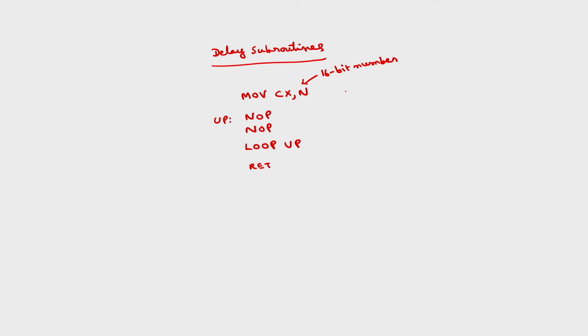So in case of move instruction, the number of clock cycles is 3. The 8086 is designed such that this move instruction requires 4 clock cycles, and NOP each requires 3 clock cycles. This loop up will take 17/5 clock cycles. Okay. So return also will take some clock cycles, say this is some 10.